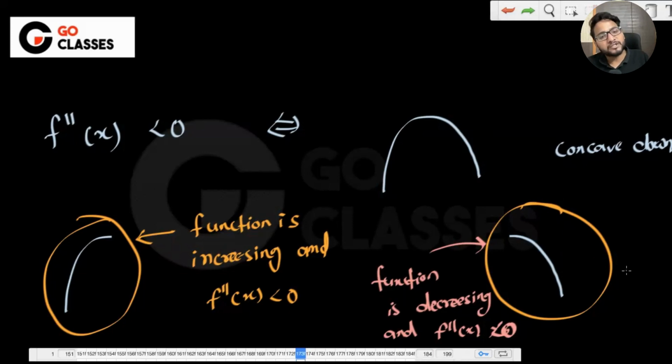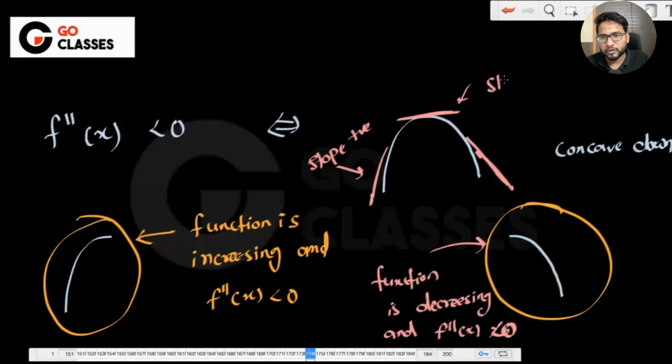What does it say? If it is greater than 0, the slope is increasing. If it is less than 0, then the slope is always decreasing. So here, the slope is positive, it becomes 0, then the slope is negative. Slope positive, slope 0, slope negative. So if the double derivative is always 0, let's suppose for the entire value of x, what does this mean? It only talks about the slope. Does this talk about the function? No. The function could be decreasing or increasing.